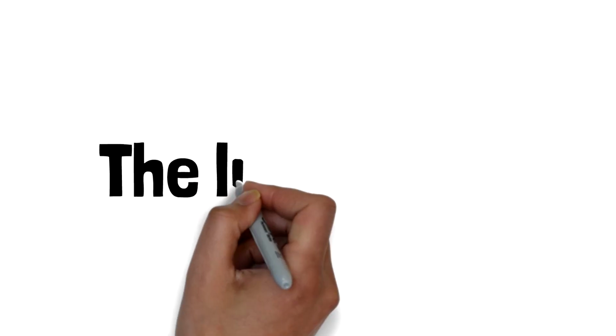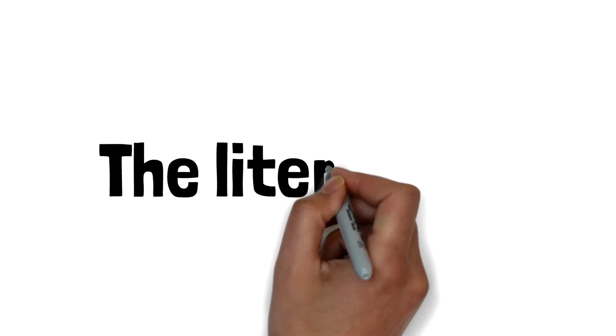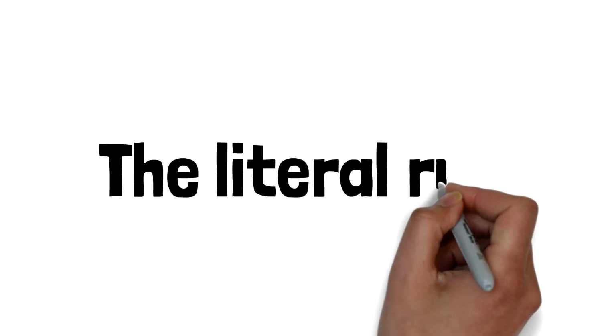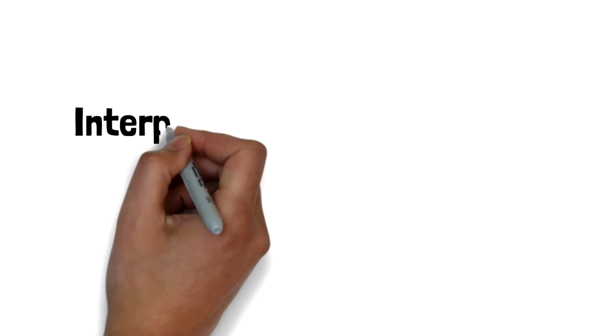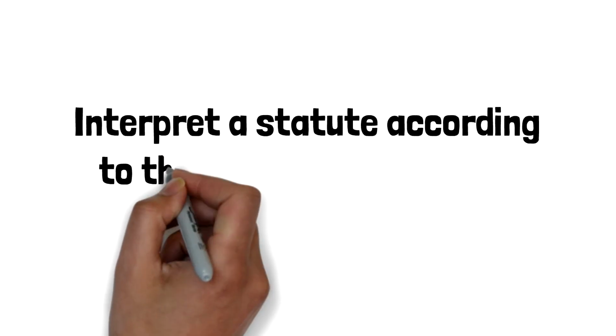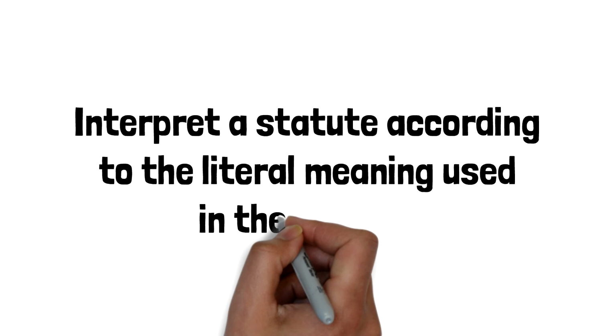Let's start with what you need to know for the SQE 1 exam about statutory interpretation. There are several rules of statutory interpretation which form part of the SQE curriculum. The literal rule. The starting point in statutory interpretation is to interpret a statute according to the literal meaning used in the statute. This is its natural, ordinary meaning.